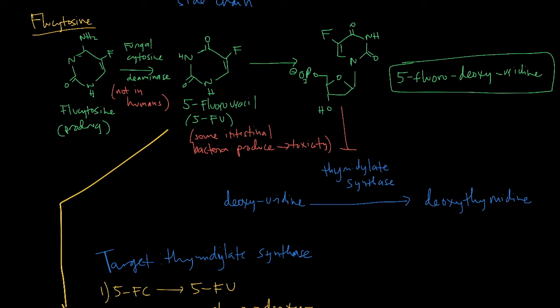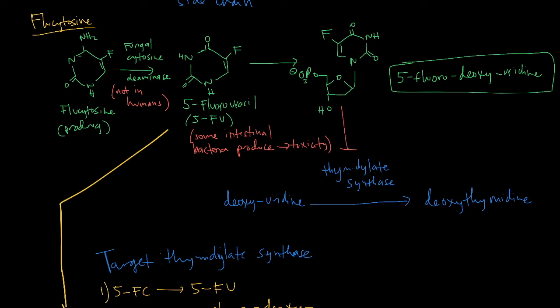It's converted to 5-FU by fungal cytosine deaminase. And it's called fungal cytosine deaminase because, one, it looks like a cytosine, except it has a fluorine. So hence flu for fluorine, and cytosine because it looks like a cytosine. So flucytosine has a fluorine and looks like a cytosine. So there's a cytosine part.